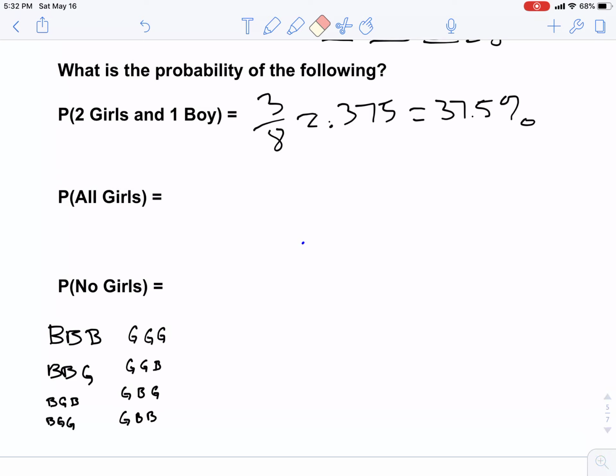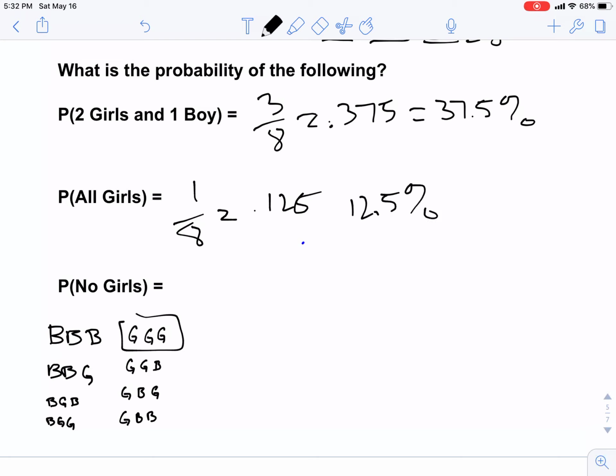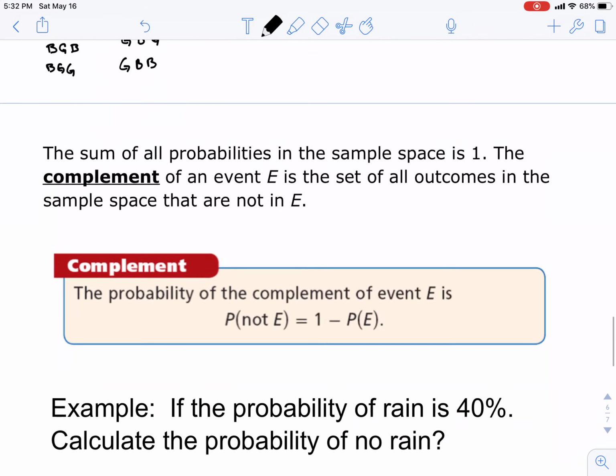All right, what's the probability that they're all girls? Well, there is one right here where they're all girls. That's a 1 out of 8 chance. 1 out of 8, 0.125, or a 12.5% chance. Okay, what's the probability that there are no girls, which is also saying that they're all boys? Again, here's the one where it's all boys, so 1 out of 8 equals 0.125 or 12.5%.